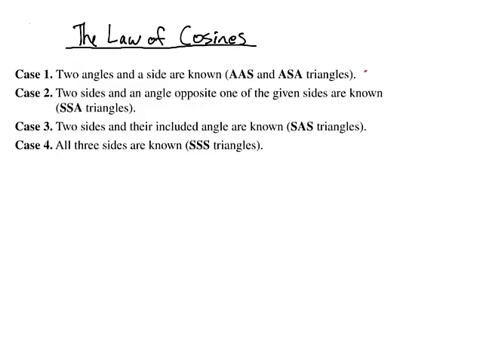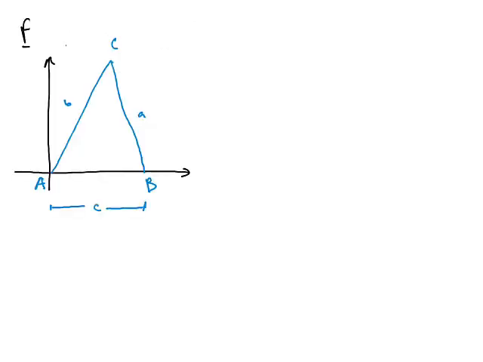Case 1 and 2, we used the law of sines to solve those triangles. Case 3 and 4, we're going to solve with the law of cosines. So we'll be looking at when we have two sides and their included angle, side, angle, side, and then when all three sides are known, side, side, side. So let's come up with a proof for the law of cosines.